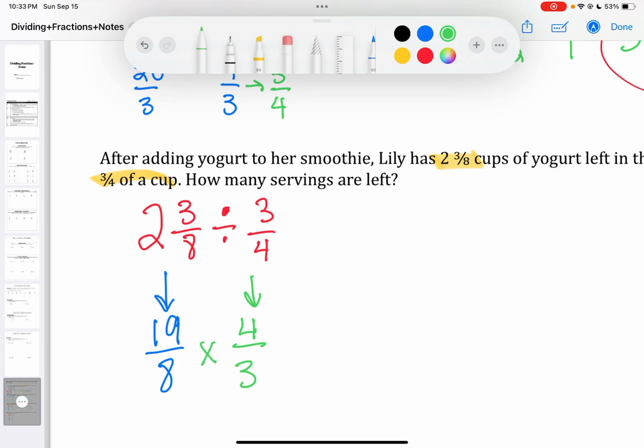So 19 times 4, I do not know that off the top of my head, so I'm going to write this out super fast. 9 times 4 is 36. I'm going to put my 6 here and my 3 here. 1 times 4 is 4. 4 plus 3 is 7. So that means 19 times 4 is 76. And then 8 times 3 is 24.